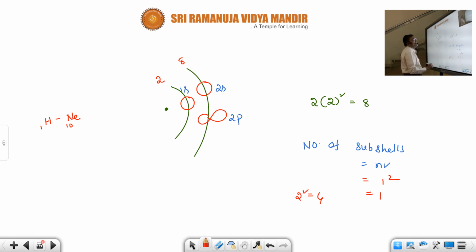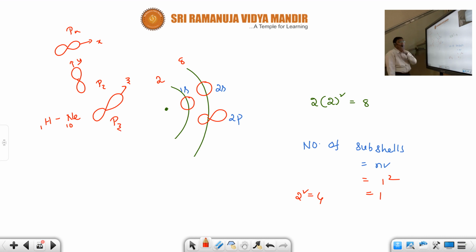So this p orbital can be divided. The p orbital has 3 shapes. One is the px orbital, which is oriented along the x-axis. Next, the py orbital, whose lobe is projected in space along the y-axis. And another one is the pz orbital, whose lobe is projected along the z-axis. So these dumbbell shape orbitals, how many are there? 3 are there. Try to understand.